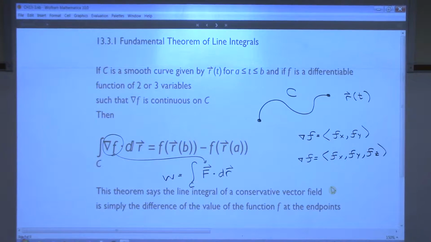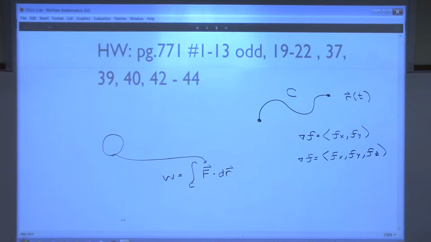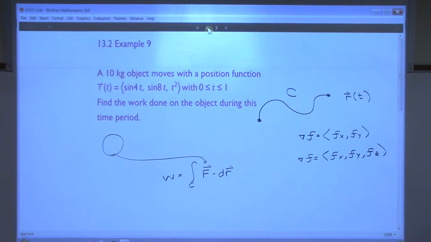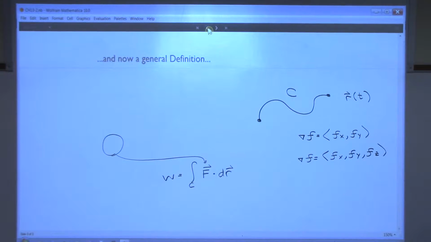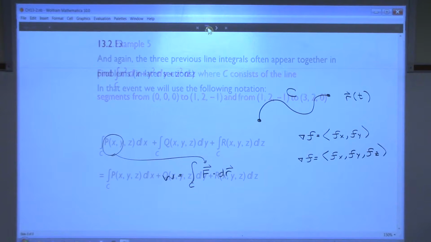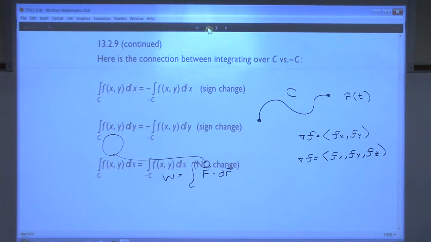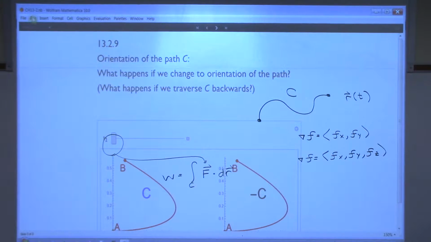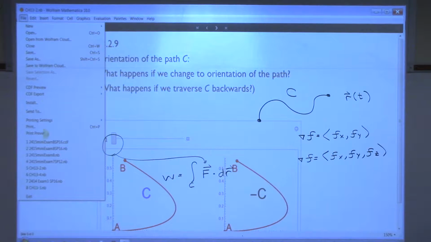Okay, so yeah, if we go back, let me see if I have 13.2 open here. I think I do. I think it's in here. Might be in 13.1 now that I think about it. Who's going to find it?